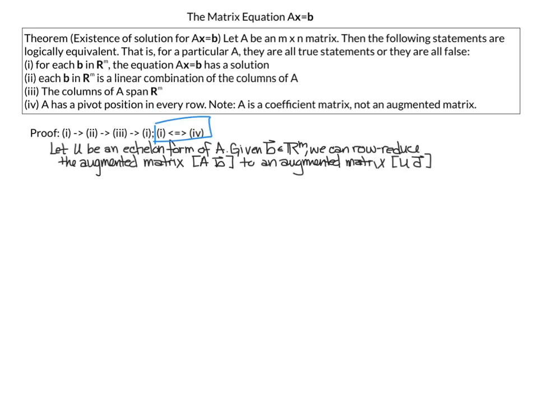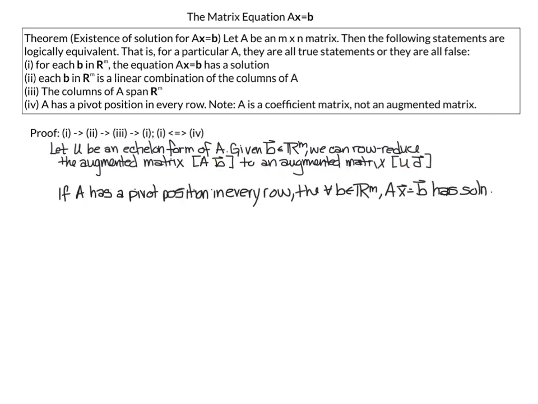We are going to start by saying let U be the echelon form of A. So given a B in Rm, we can row reduce the augmented matrix [A B] to an augmented matrix [U D]. And we'll start by showing that if 1 is true, that 4 is true. In other words, if A has a pivot position in every row, then for each B in Rm, the equation AX = B has a solution.